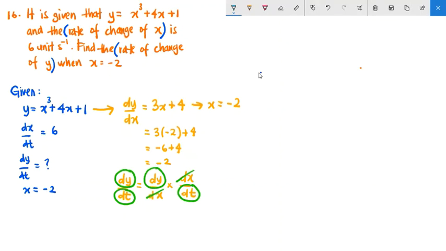So dy dt kita pun masukkan je lah, substitute je equation all the value yang kita ada. Okay, dy dx is -2 times dx dt is 6. Answer is -12 unit.